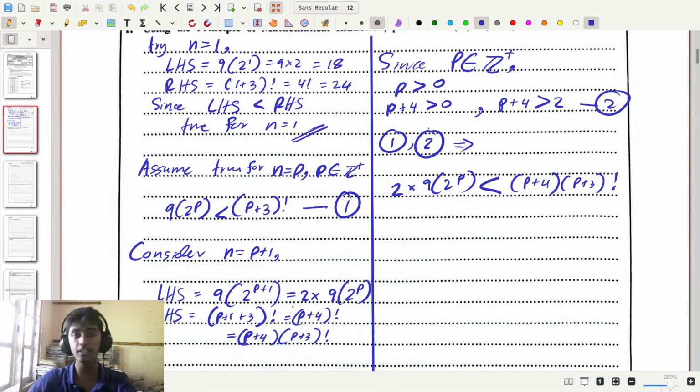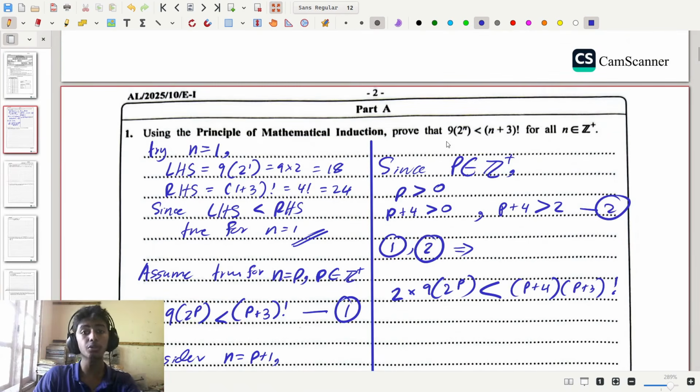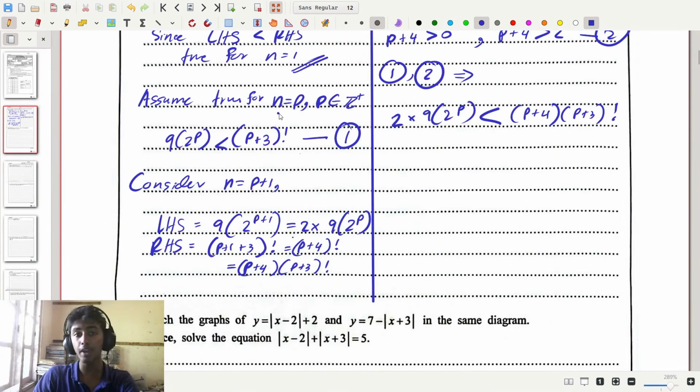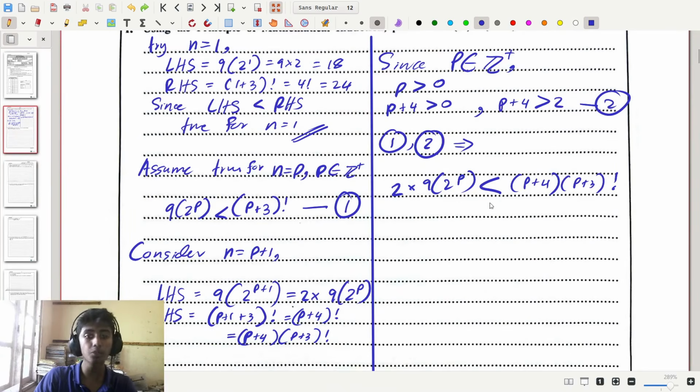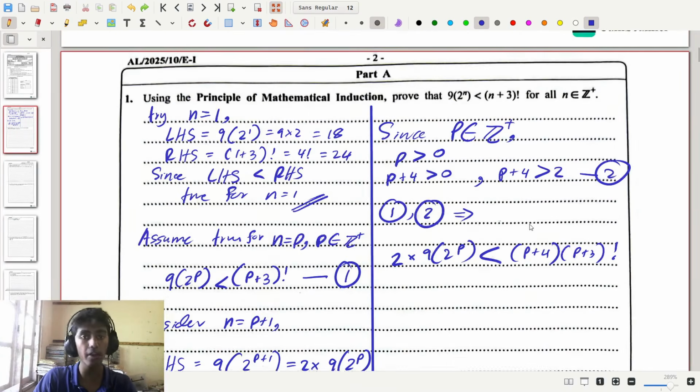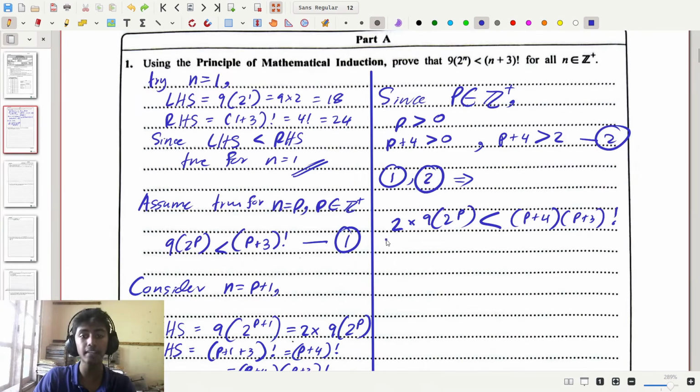Now that was the condition that we wanted to show. We wanted to show that given that it's true for n equals p, it would be true for the next value n equals p plus 1. And we have just shown that it's true for n equals p plus 1 by the fact that this form is exactly what we get if we substitute n equals p plus 1 into this inequality here. And we can see it is true. This left hand side here is in fact less than the right hand side.